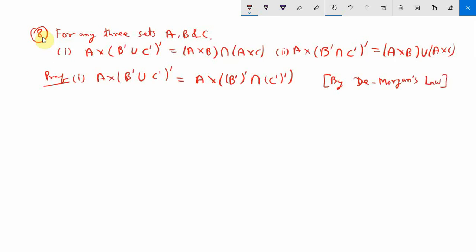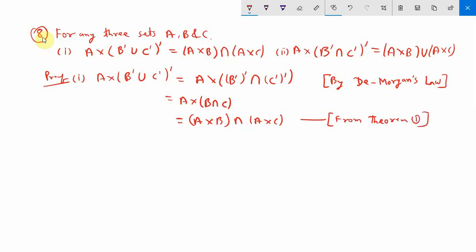Okay, for this law we have proved this one also. So this we can write A × (B ∩ C), and this is equal to (A × B) ∩ (A × C). This we got from theorem 1, just now we have proved.